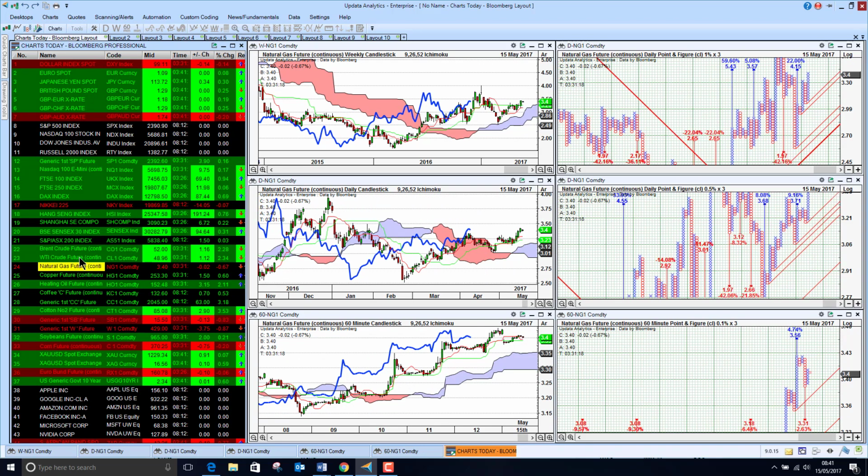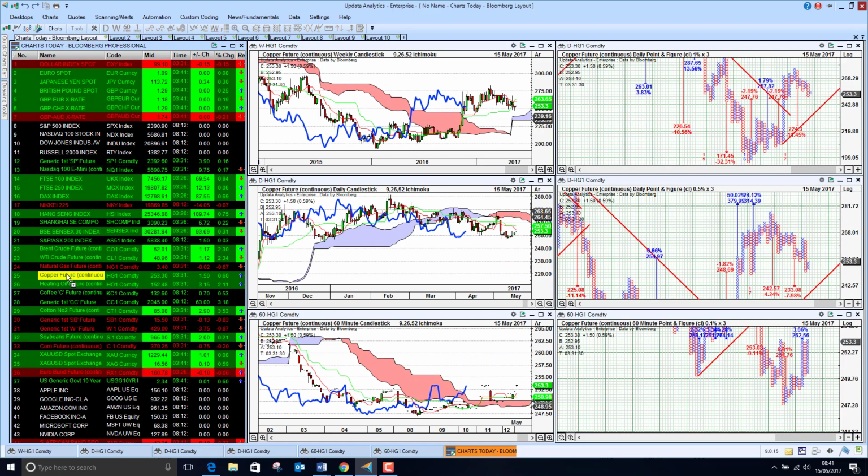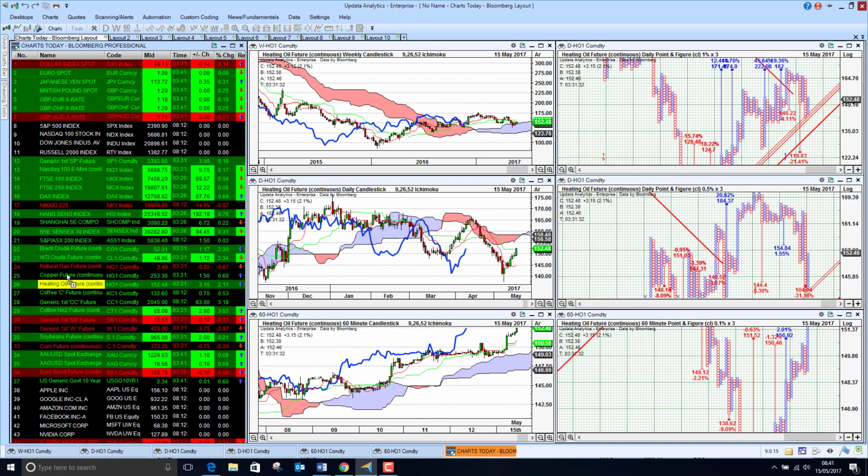US nat gas $3.40. We've got targets 368, 370, so we expect to see that. And the copper future is also just moving above as well. Heating oil, like crude, is just back above its cloud.